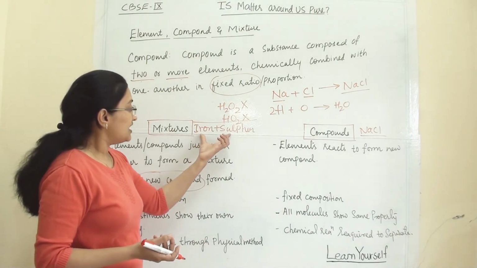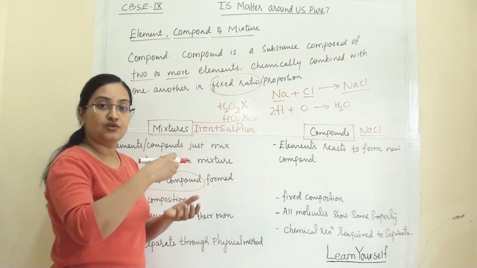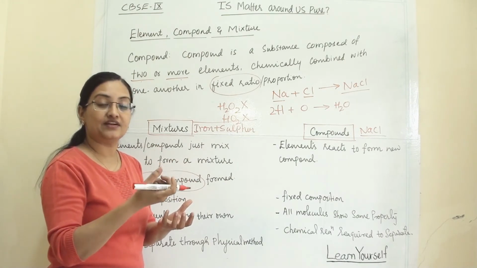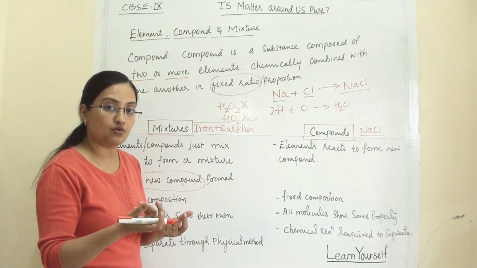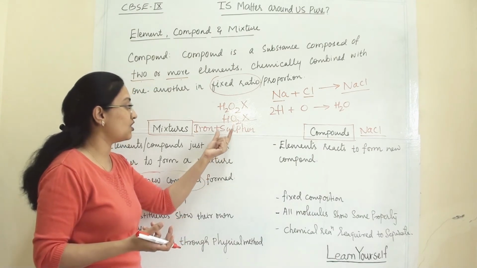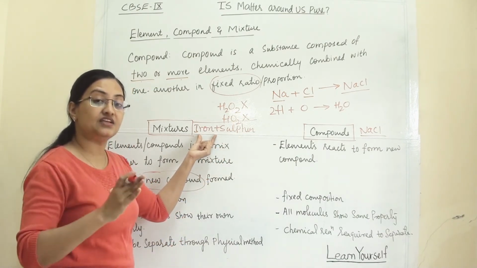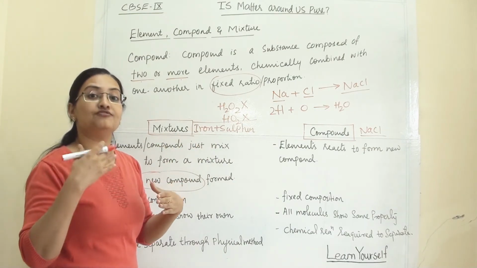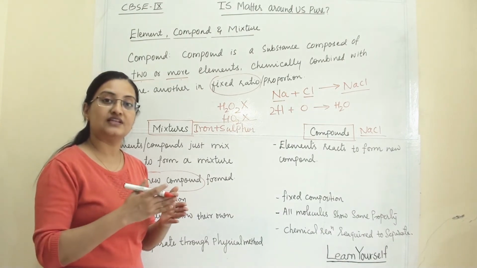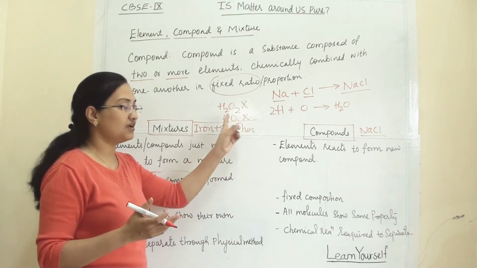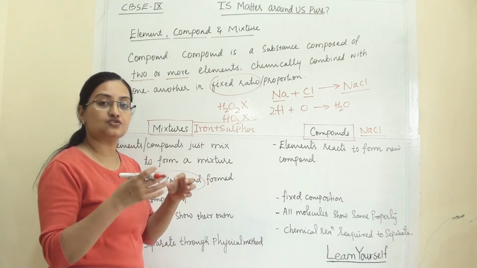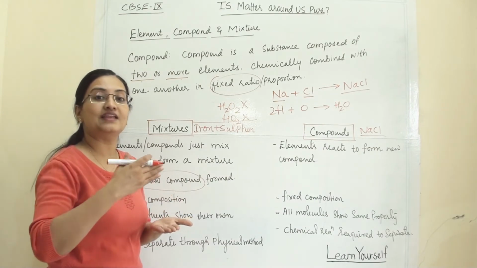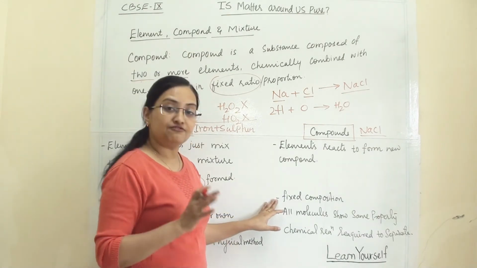Now, in the mixture of iron and sulfur, if you rotate a magnet on top of this petri dish, the iron will be attracted towards the magnet and it will separate out. That means sulfur has not affected iron. Iron has retained its own property. And this you can separate through a physical method, that is magnetization. All the substances you have put in the mixture will retain their property because they have not undergone any chemical change. And here it is a fixed composition.